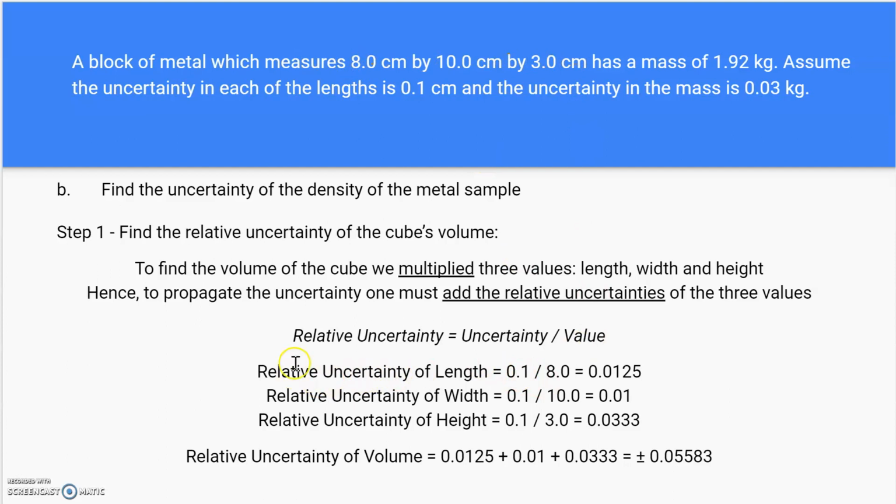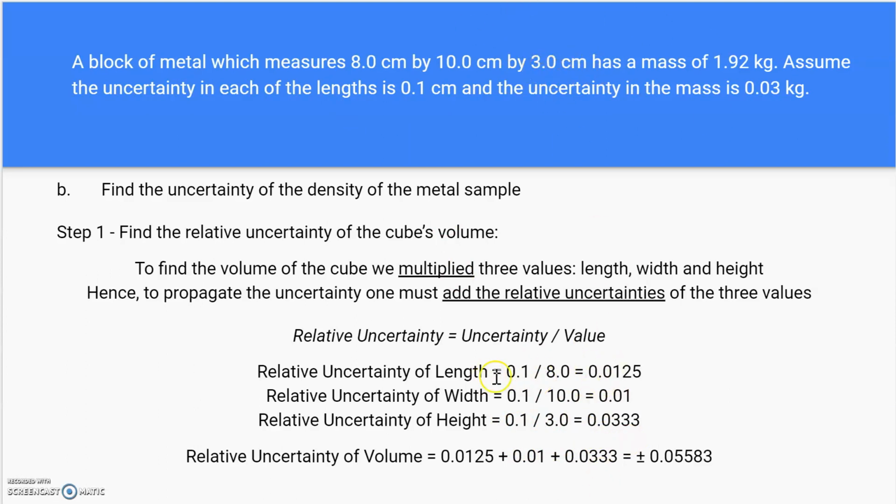So we're going to have the relative uncertainty of the length be 0.1 divided by that length value, which is 8 centimeters. We're going to have the relative uncertainty of the width being 0.1, which is that uncertainty, divided by the value that is given, which is 10 centimeters. And we're going to have the relative uncertainty of the height to be 0.1, that is that uncertainty, divided by the not measured value, but the value that's given to us, which is 3.